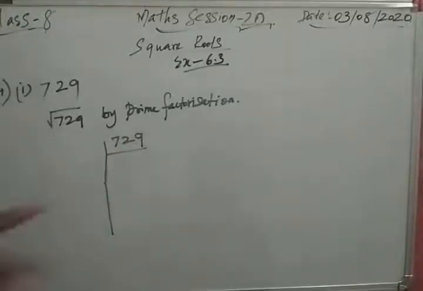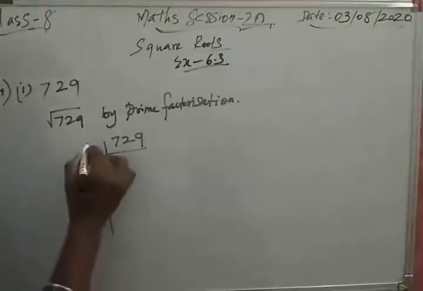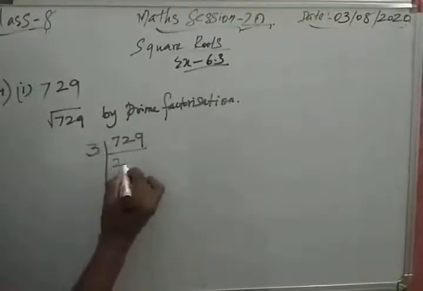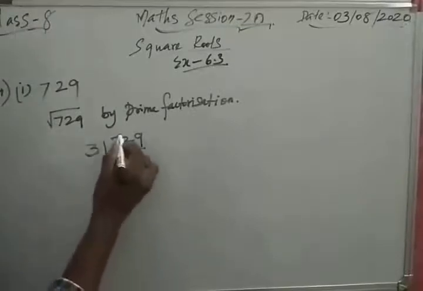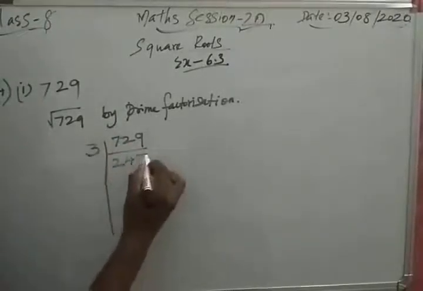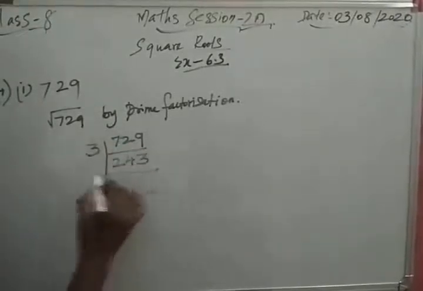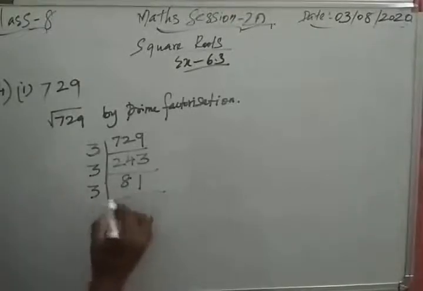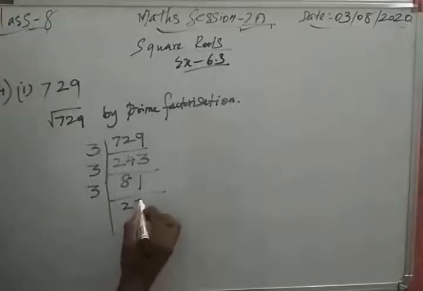For a number ending with 9, which number can we use? You must know that. It is not an even number, it is an odd number, so we can try with 3. In 7, 2 3s are 6, balance 1, 4, then 3. Then again we can try with 3, 81. Again we try with 3, 27.